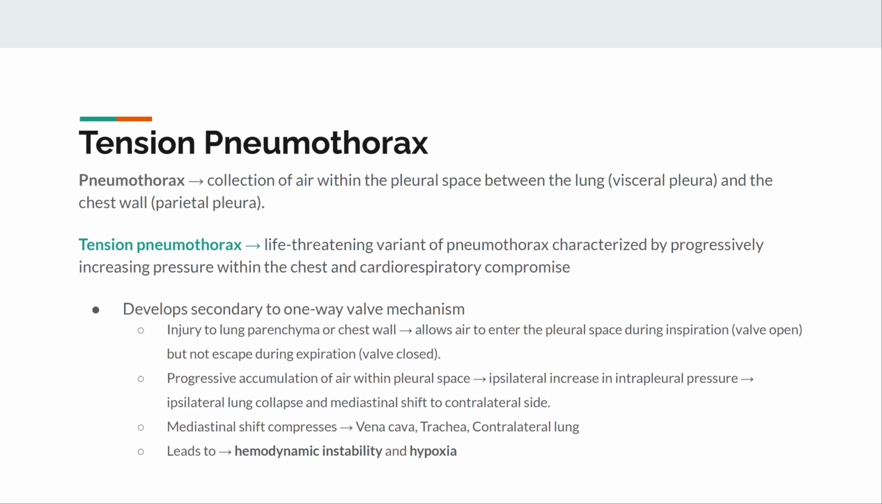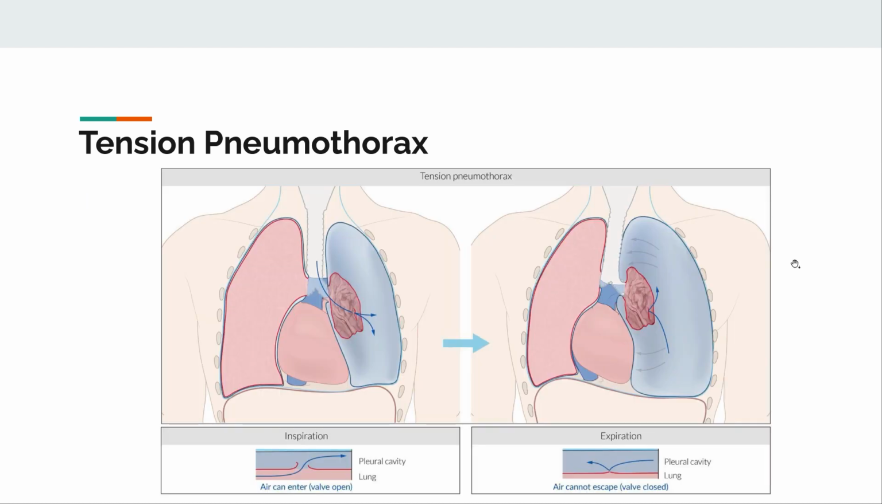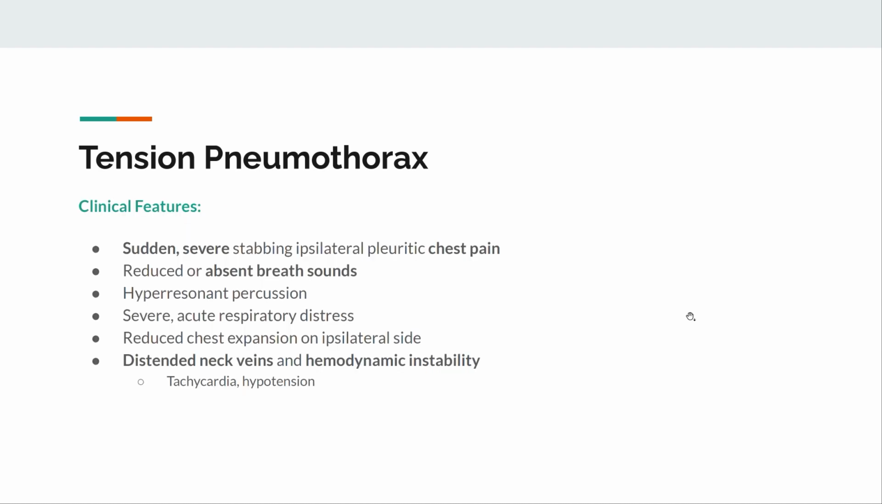But it can also be from other things and even from medical things like putting in central lines and using too much pressure with ventilation and bursting a bulla or something. This is just a slide showing you that valve mechanism, that on the right side that space is getting larger and larger associated with mediastinal shift, and that the air can't escape. It's stuck in that pleural cavity.